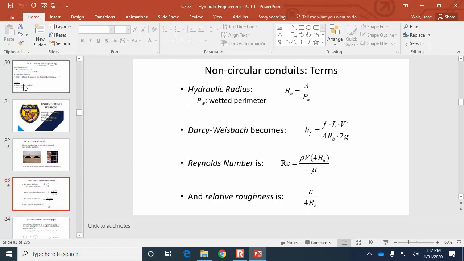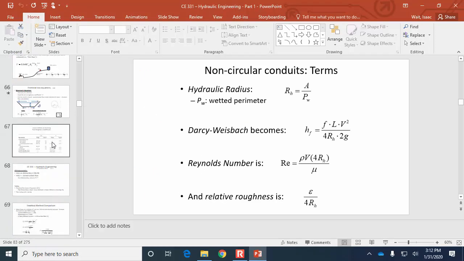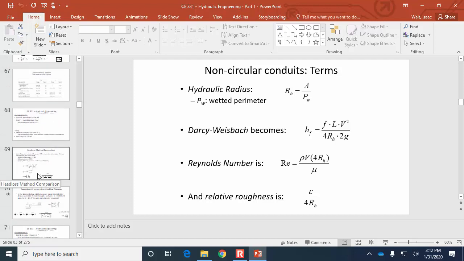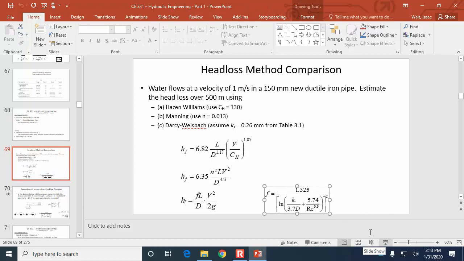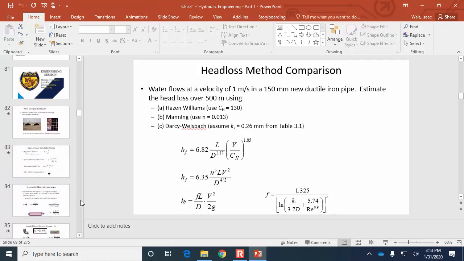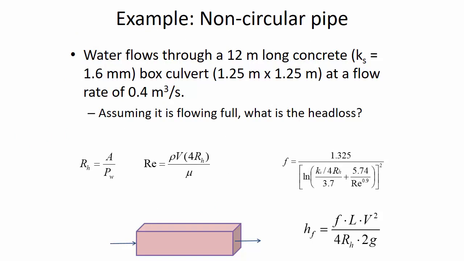What about the Jane equation? If we were going to use the Jane equation, I think I have that. If we go back a bit. Okay, here's the Jane equation. So you'd simply put the substitution for, instead of d, you'd have 4 times the hydraulic radius inside of the Jane equation, if you're going to be using that to calculate the F value for a non-circular conduit. Oh, okay, I've got it on the very next slide.